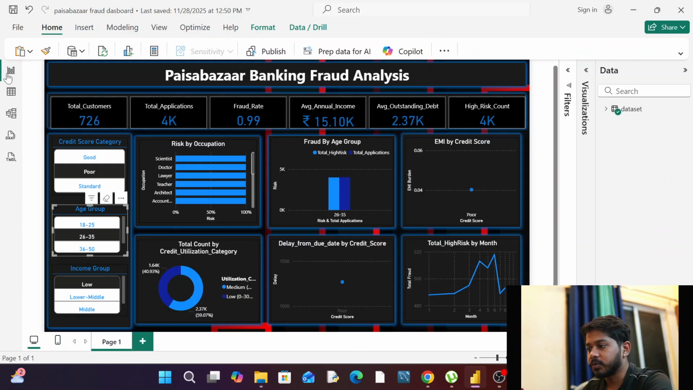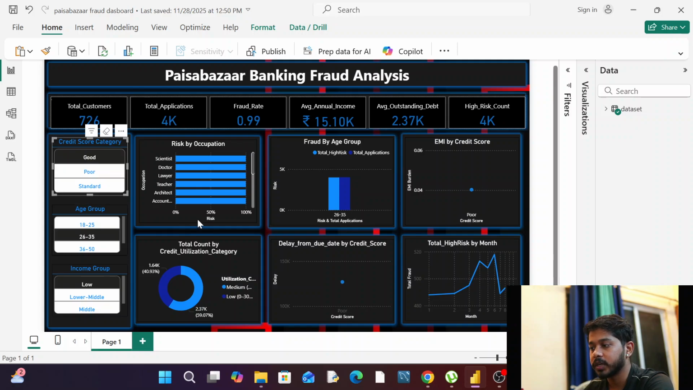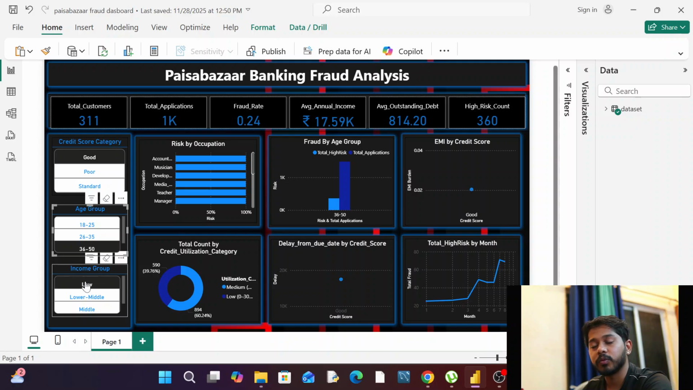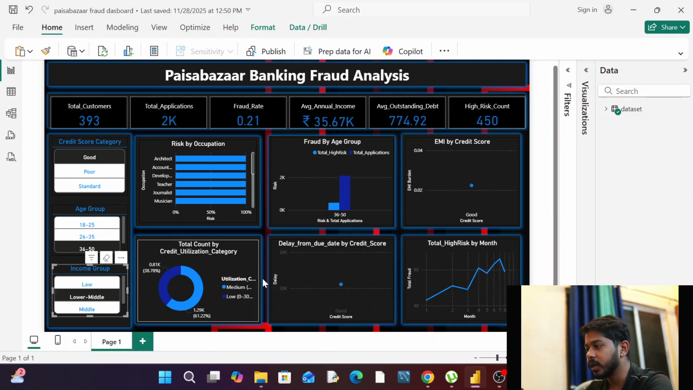Now let's go to the dashboard section again. So this is our complete dashboard. As you can see, if we want to see people who have a good credit score category, we will click good here. After that, we want the age group to be 36 to 50. At last, we want the income group of people who have good credit score, are 36 to 50 years of age, and their income group is lower middle. We will click lower middle, and we will get the stats.